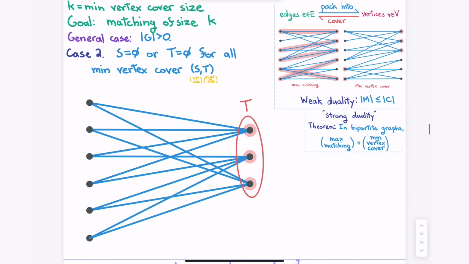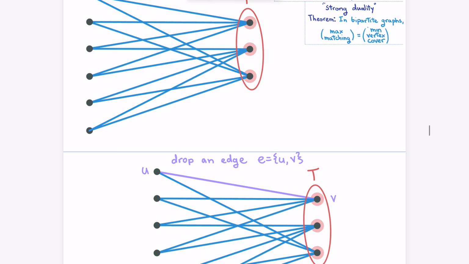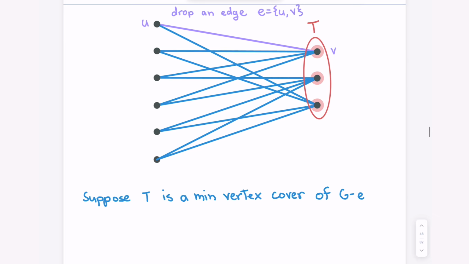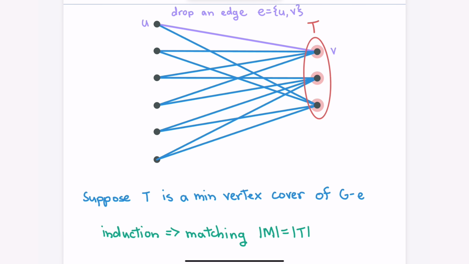All right, let's do the remaining case. I promise we'll be done. So in the other case, everything's stuck on one side. And what we do then is we imagine dropping an edge. Just pick any edge and drop it. Say I drop that purple edge, and suppose T remains a minimum vertex cover, then what? If T remains a vertex cover, then by induction we'll get some matching. Because I dropped an edge, it got smaller, and it's still a minimum vertex cover.